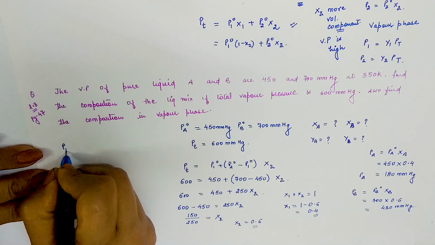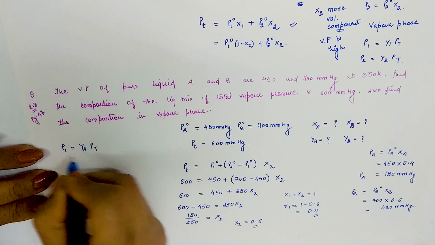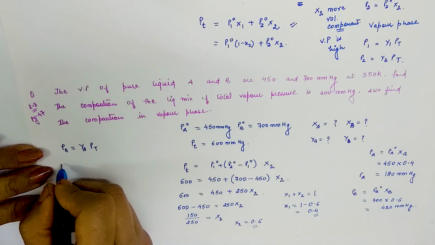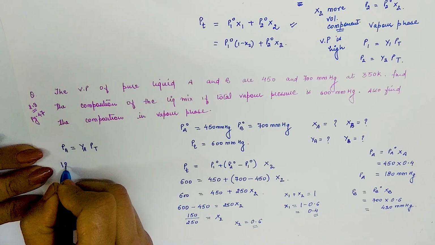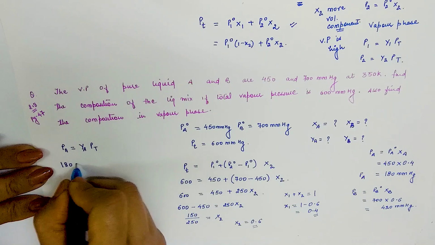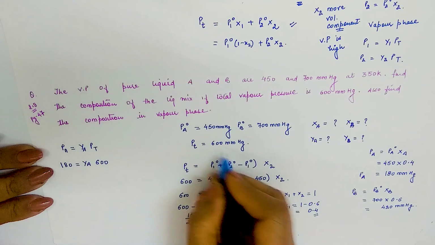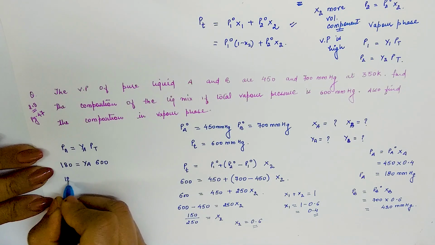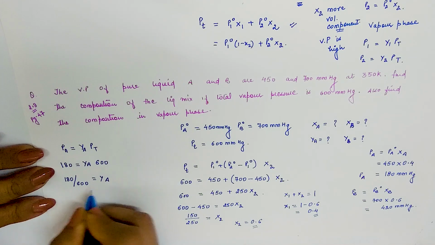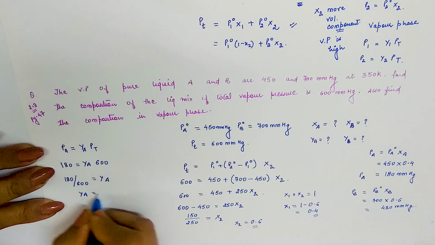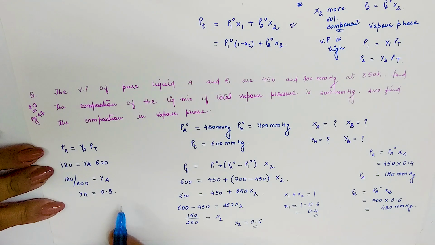This P1 is equal to Y1 P total. You can write it as PA equals YA P total. So PA is found out as 180. This 180, and YA I have to find out. And what is P total given in the question? 600. So 180 divided by 600 is equal to YA, or YA is equal to 0.3. It is a fraction, so it has no unit.